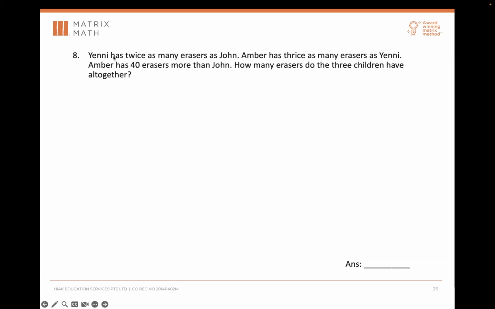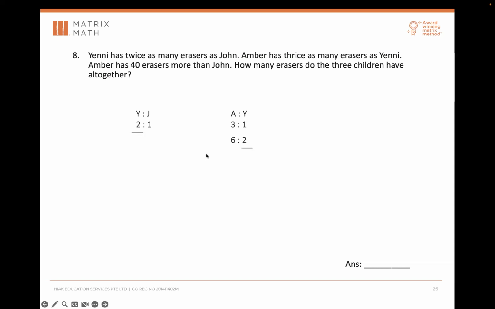So let's record the first statement. Yenny has twice as many erasers as John. So Yenny to John, 2:1. Amber has twice as many erasers as Yenny. So Amber is twice as much as Yenny. Amber has 40 erasers more than John. So before we go further, we need to look for a common base between the 2 ratios here. The common base is Yenny, because Yenny is the common identity in these 2 ratios. Yenny over here, Yenny over here. And since they are both the same person, the value has to be the same. So make it the same.